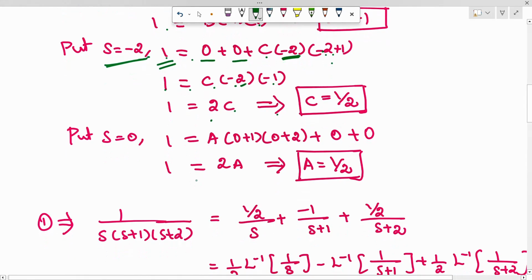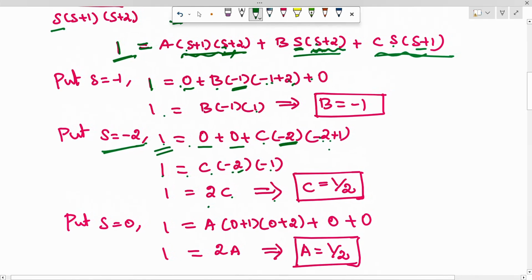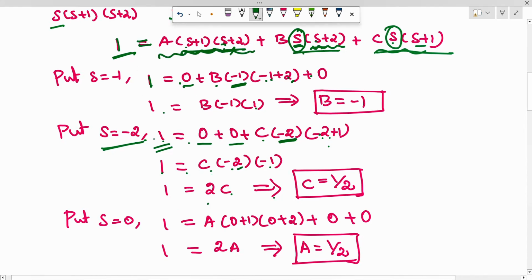And then put s is equal to 0 in the same equation. If you put s equal to 0, here one product s is there, here one product s is there, in the second and third terms. So the second and third term values are 0. Only the first term remains, substituting s equal to 0. The left hand side value is 1. A into 0 plus 1 into 0 plus 2, plus 0 plus 0, because the second and third term values are 0. Therefore, 1 equals 2a. Here 0 plus 1 is 1, and 0 plus 2 is 2. 2 into a. Therefore, a equals 1 by 2.